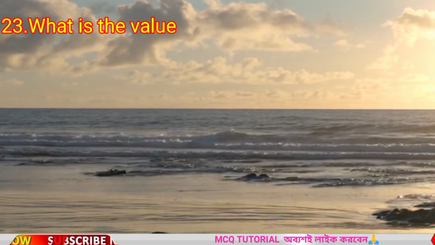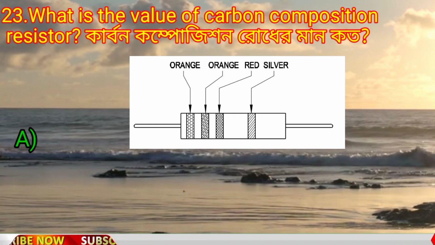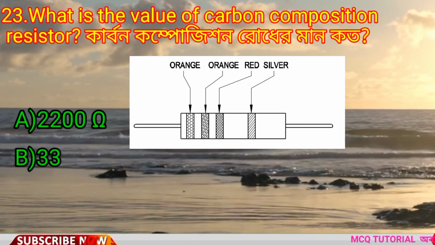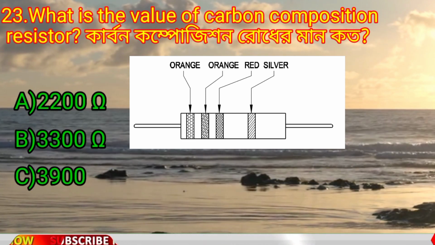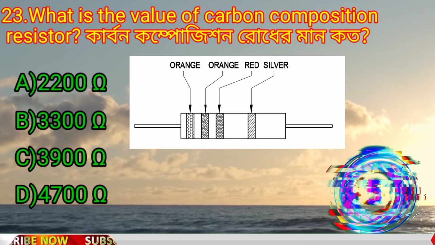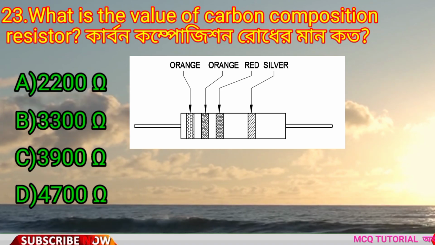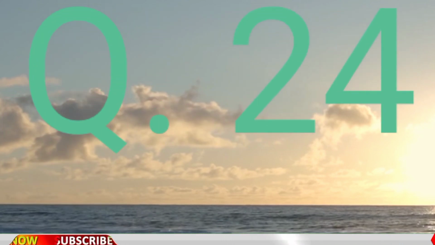What is the value of carbon composition resistor? Option A 2200 ohm. Option B 3300 ohm. Option C 3900 ohm. Option D 4700 ohm. উত্তর হবে অপশন বি 3300 ohm.